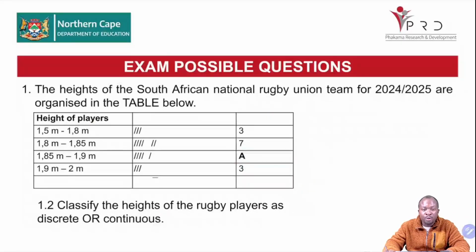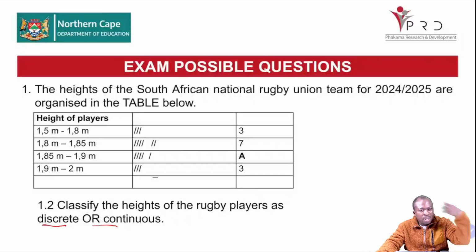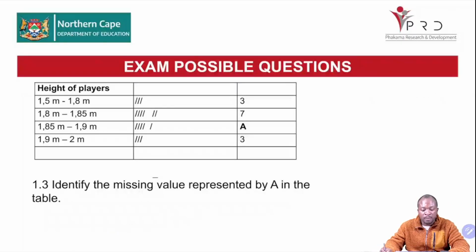Let's look at 1.2. You are supposed to classify the height of the rugby players as discrete or continuous. Remember, I've already explained to you to say, if it is discrete, it means you can count as whole numbers. Rugby players, are they whole numbers like you can count 20, 30, 40, or they contain decimals like they are 15.5 rugby players or 14.3 rugby players? That should give you an idea of what you must choose when it comes to the answers.